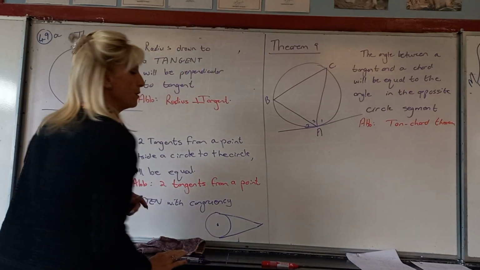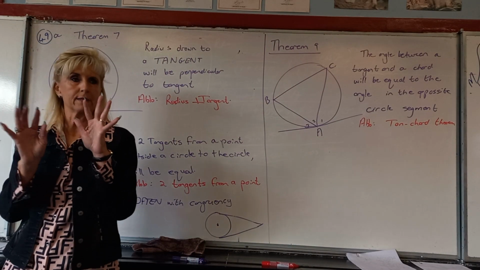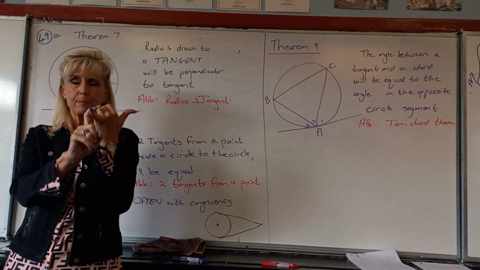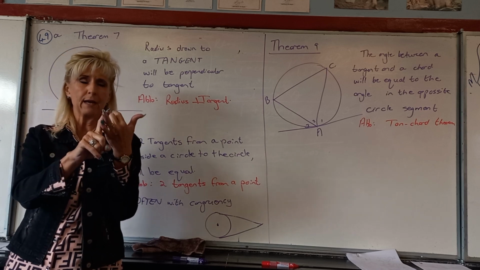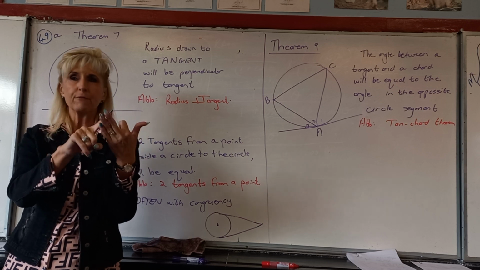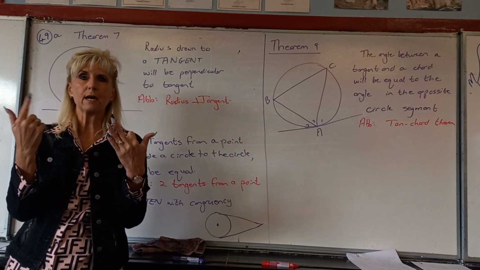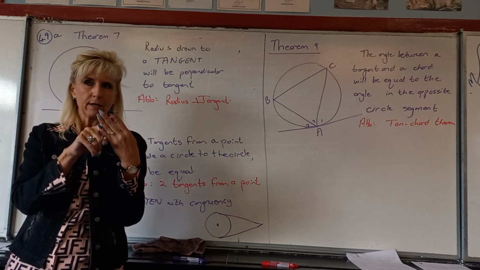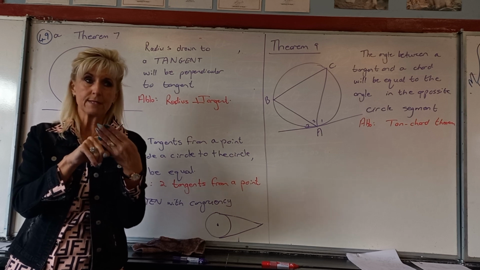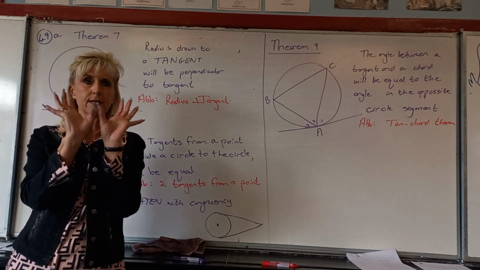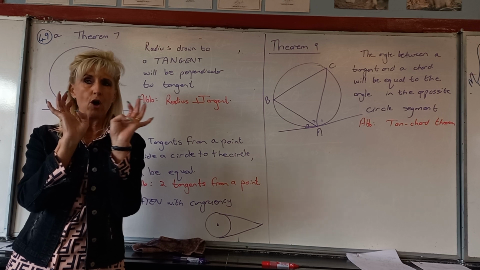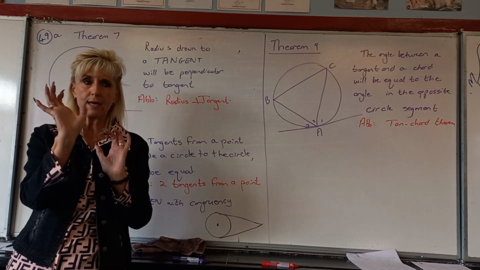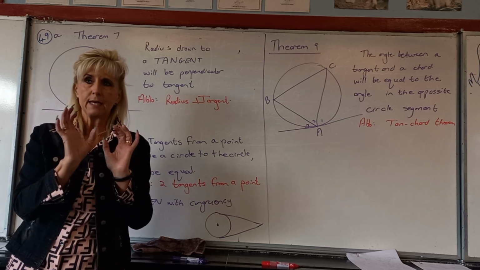Our last three theorems. So we're going through the theorems, right? Yes. Line from the center perpendicular to a chord. Angle at the center twice the angle at the circumference. Semicircle. Angles in the same circle segment. Then it's the cyclic quads. Opposite angles are supplementary, exterior angle equal to the opposite interior.